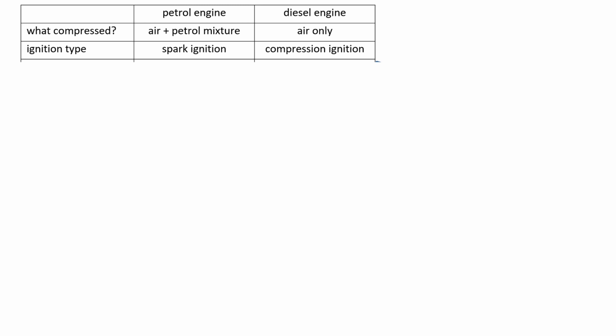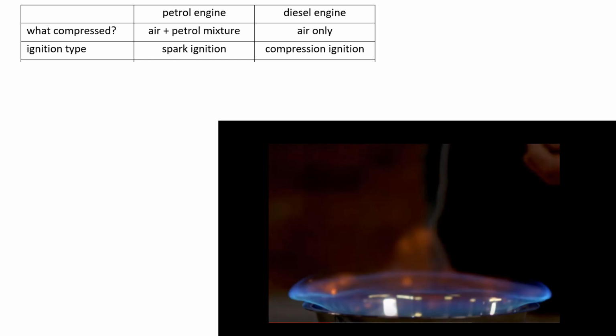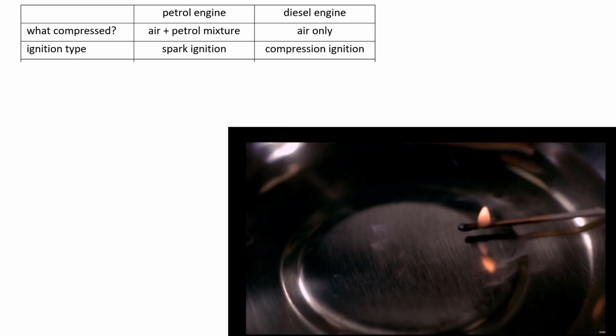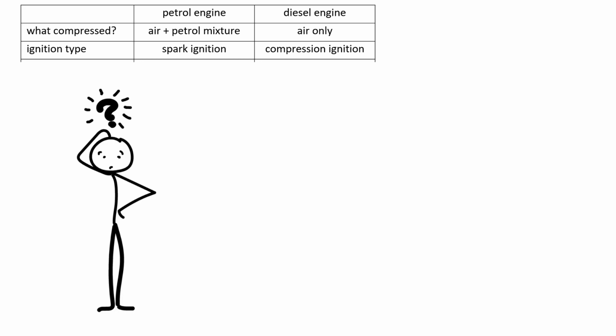So the second main difference is how the ignition is brought about. Highly volatile petrol mixes with air efficiently. As a result, just a spark is sufficient to produce a smooth combustion. Now diesel does not mix well with air, so we need a different approach.